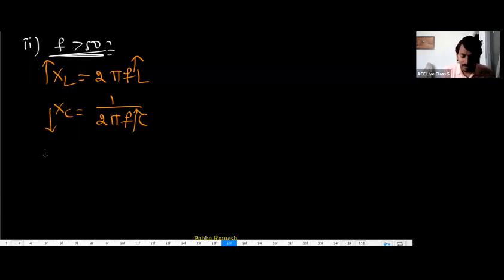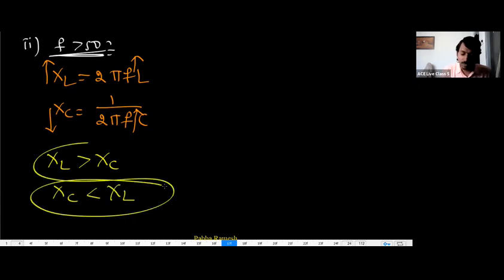So what is happening here? Therefore, XL greater than XC. But one small logic: people are writing XC less than XL. Among these two, which is correct? Everyone on the line, kindly respond. First is correct or second is correct? Very nice. Yes, everyone has said that the first is correct. Very good.